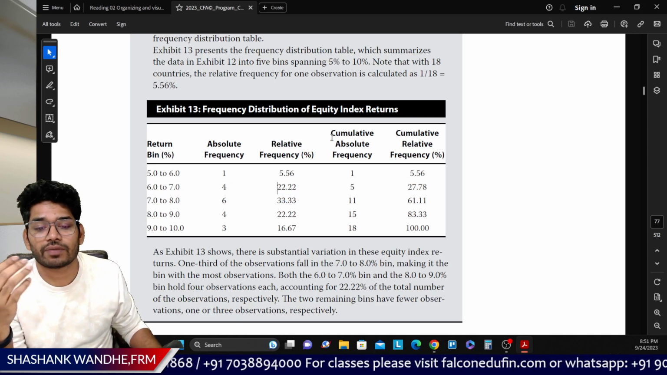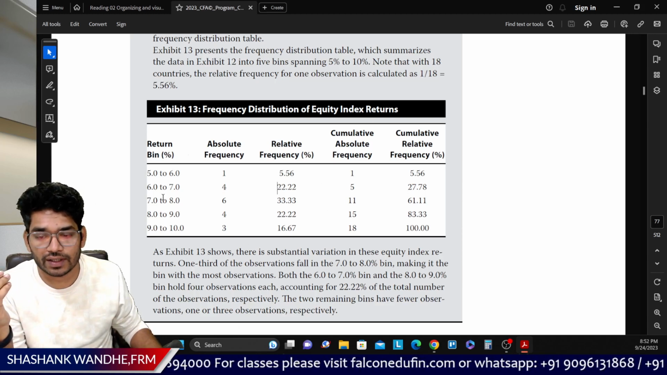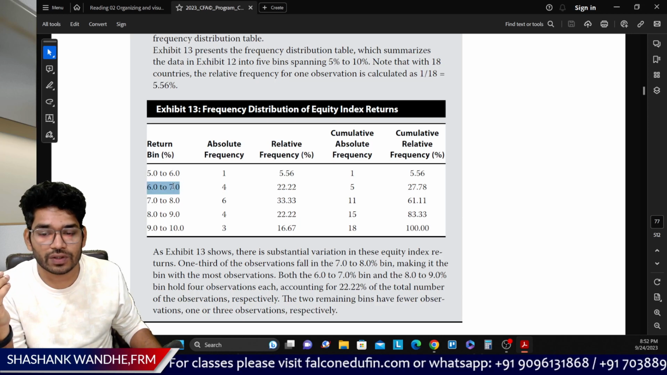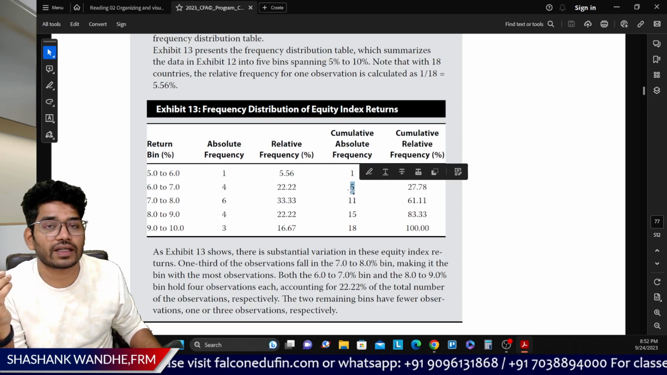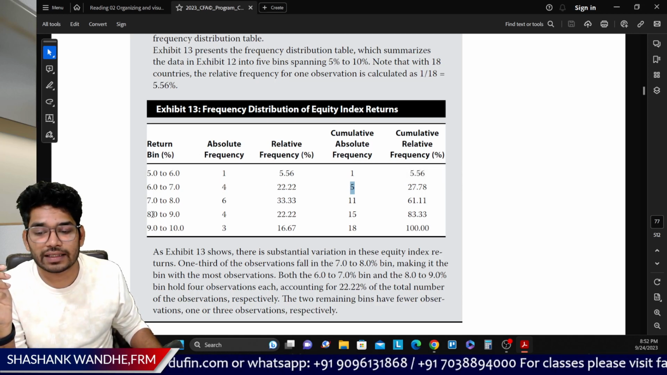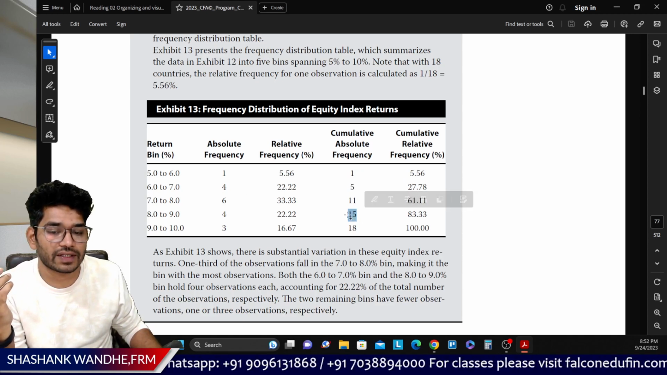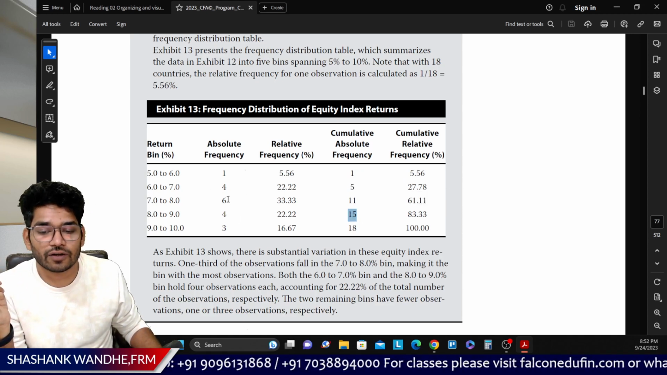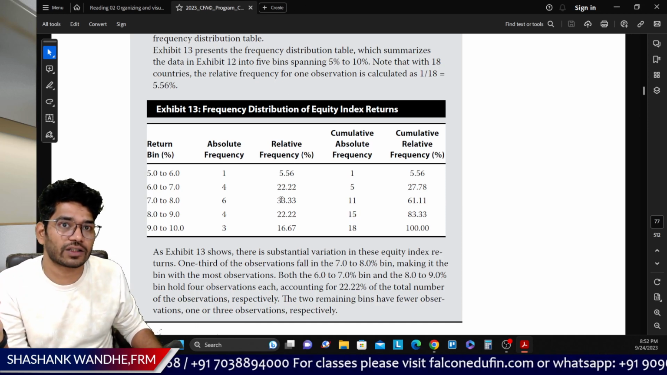Then we have the cumulative absolute frequency. Here we will keep adding the previous observations. If you consider bin number 2, so 6 to 7%, the cumulative absolute frequency is 5. How are we getting this answer? 4 plus 1. If you take 8 to 9, the cumulative absolute frequency is 15. How are we getting this answer? 4 plus 6 plus 4 plus 1. So simply add the previous values.